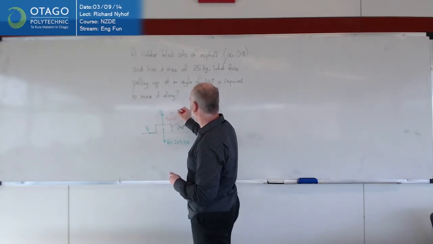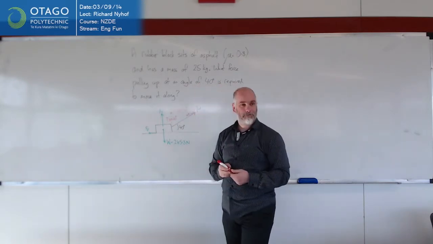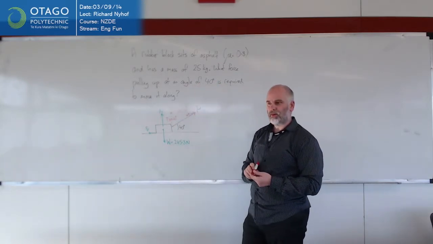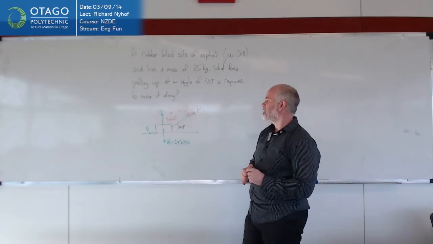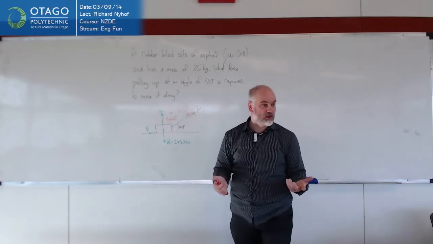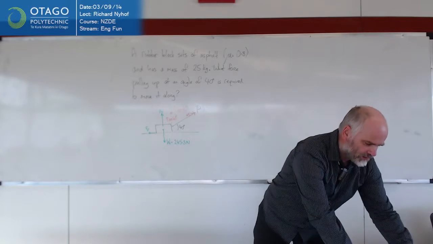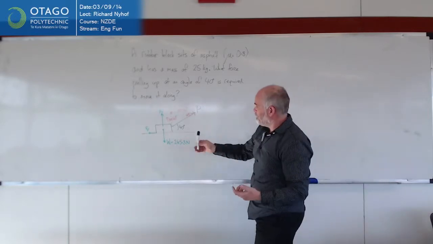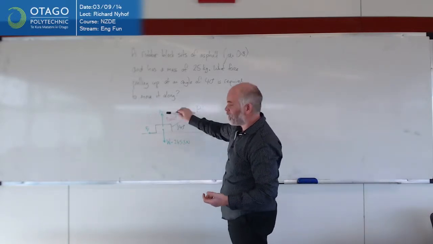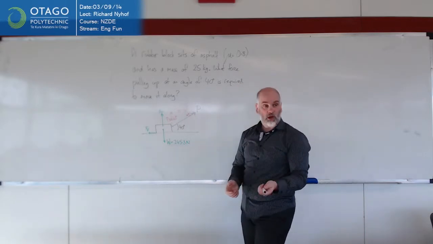And this one is adjacent. So it's P cosine 40 degrees. Yep. So far, so good. We've drawn a picture. We've sorted things out in terms of perpendicular and parallel. And now we can write two equations.